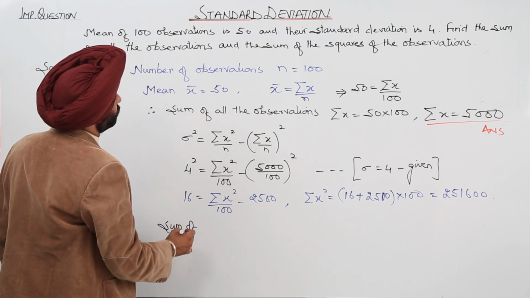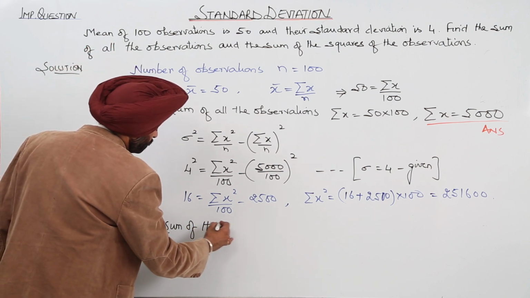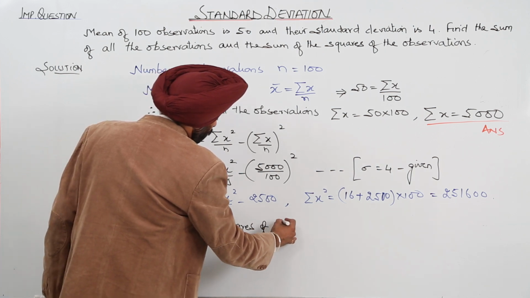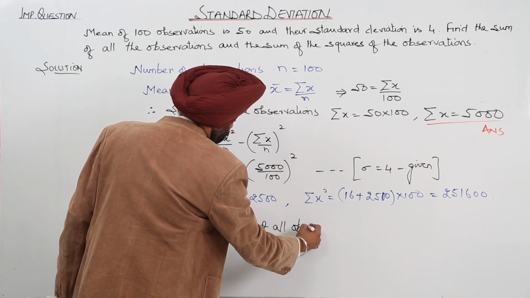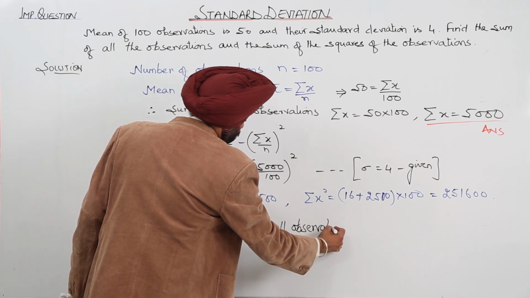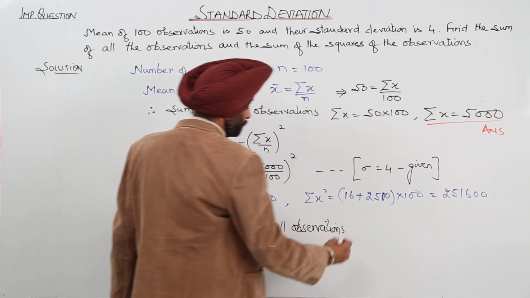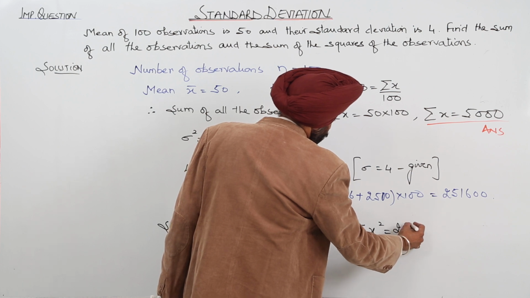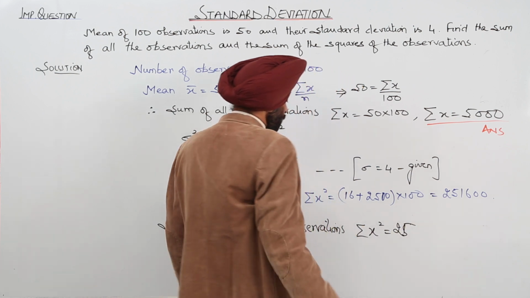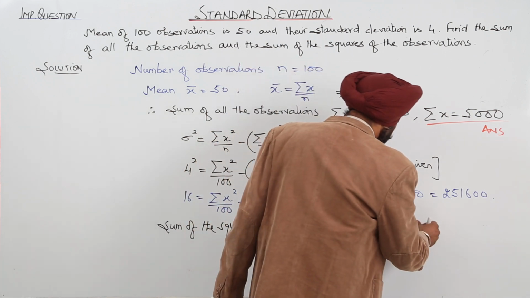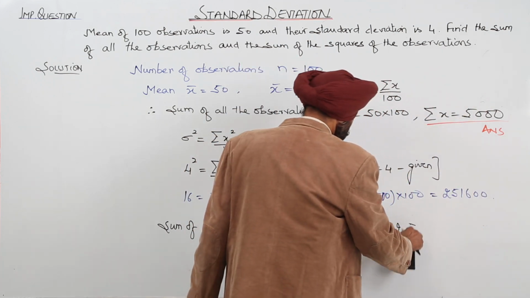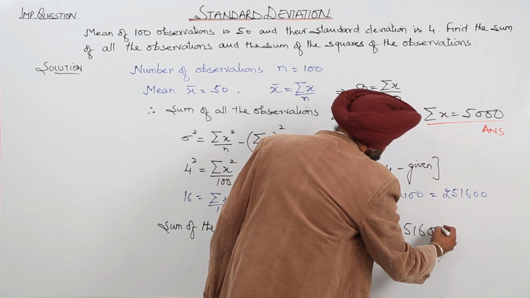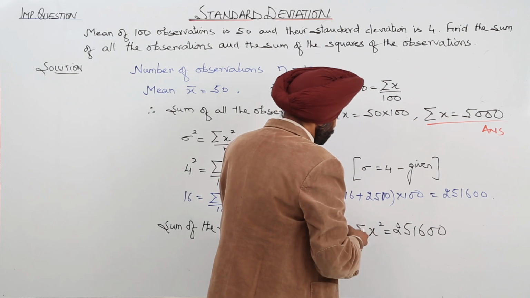Sum of the squares of all observations is equal to 251,600. So this is the second answer.